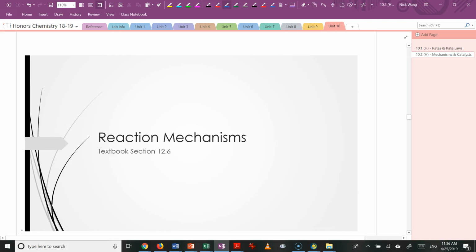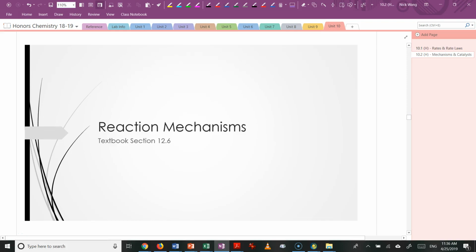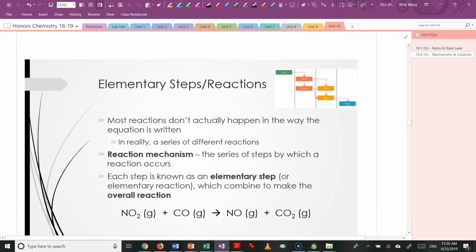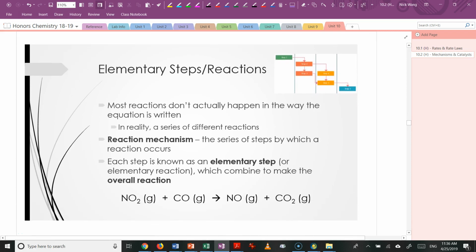We're going to delve a little bit deeper into how reactions work by talking about something called reaction mechanism. To start this off, we're going to introduce this idea of elementary steps and reactions. This is not something we discussed much, but most reaction equations that we've been working with over the months are actually not really how the reaction occurs. For example, I'm going to peek down here at this equation at the bottom.